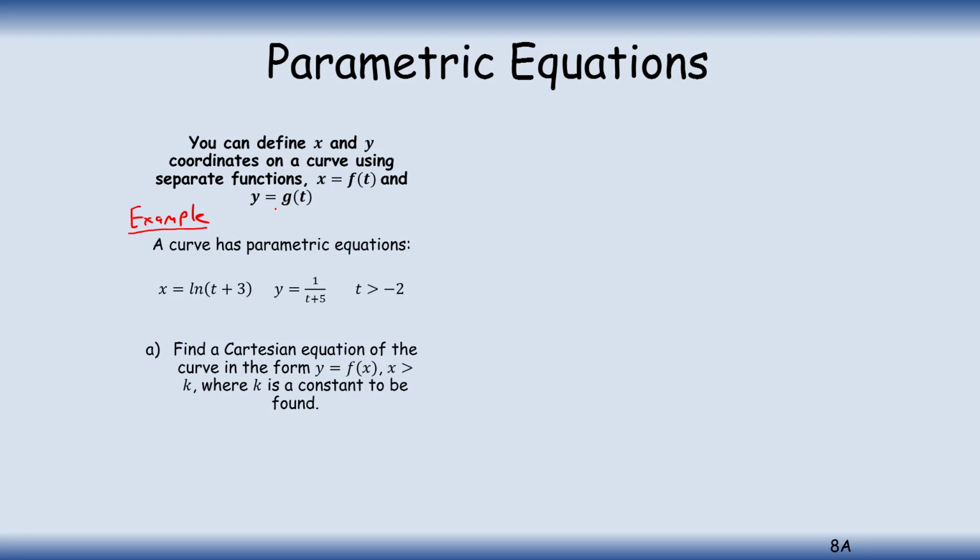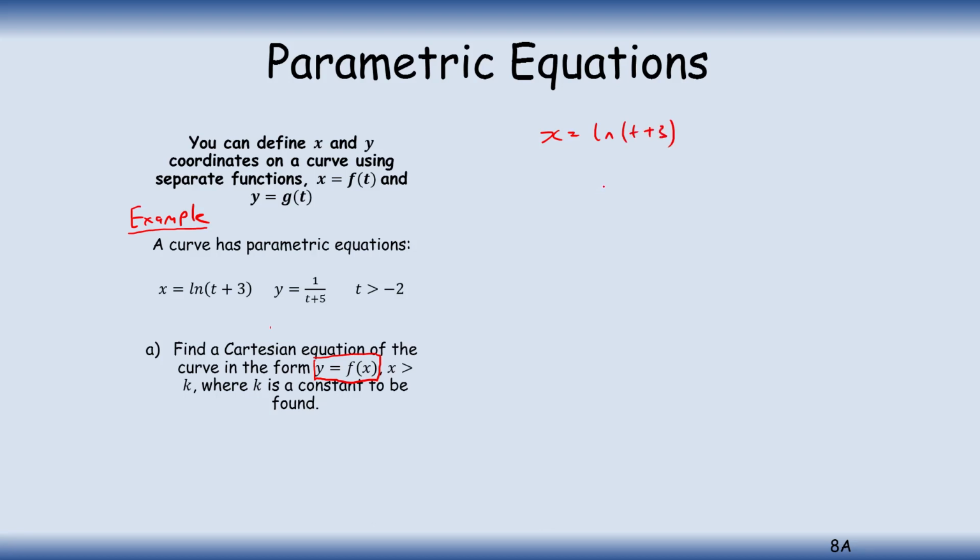So your Cartesian equation means that we're going to find an equation of the form x and y. So it's going to be defined in the form y equals a function of x. That's our Cartesian equation, which we're used to. It's just we haven't been using the term Cartesian. And x is going to be greater than k. That's our range. So same as before, x is equal to the log of t plus 3.